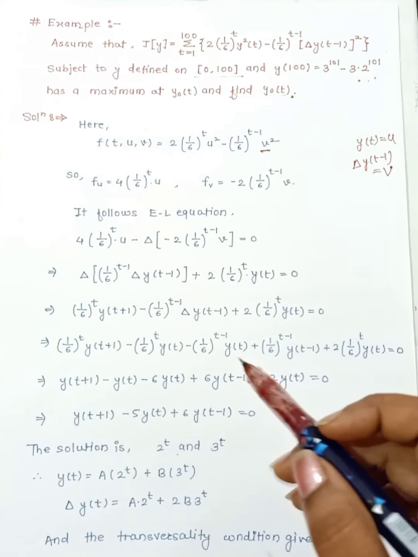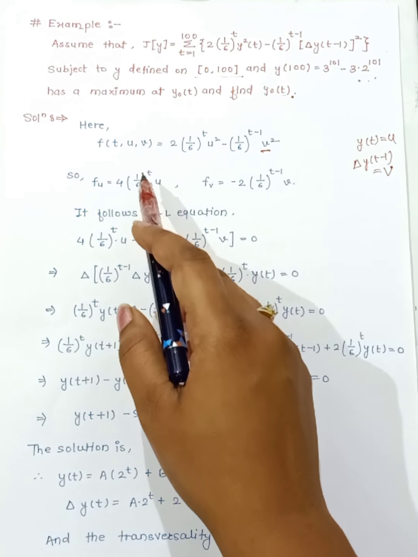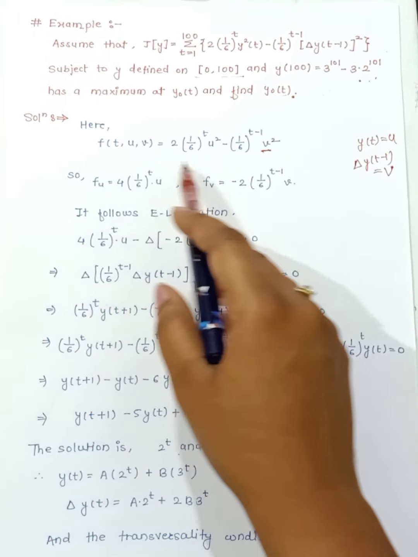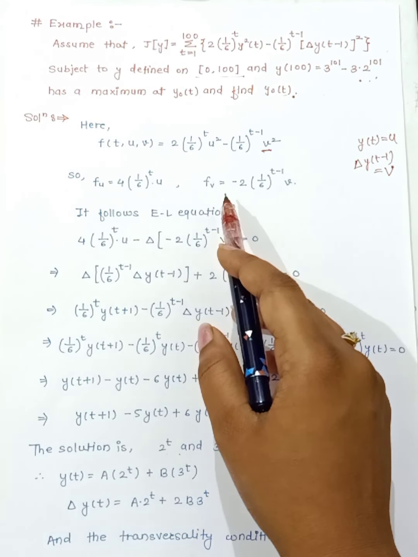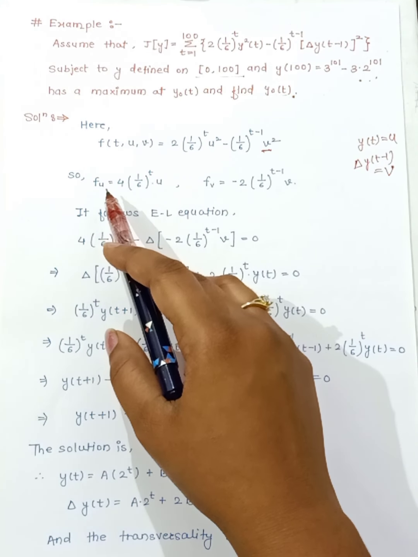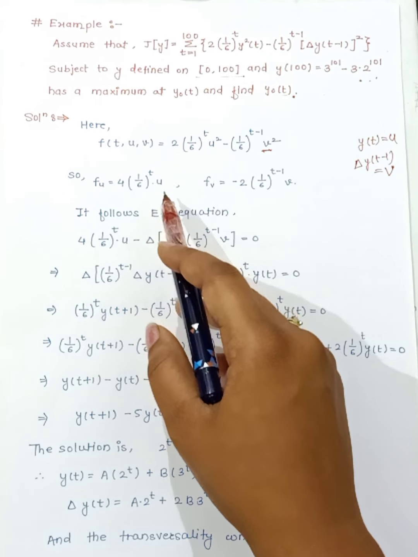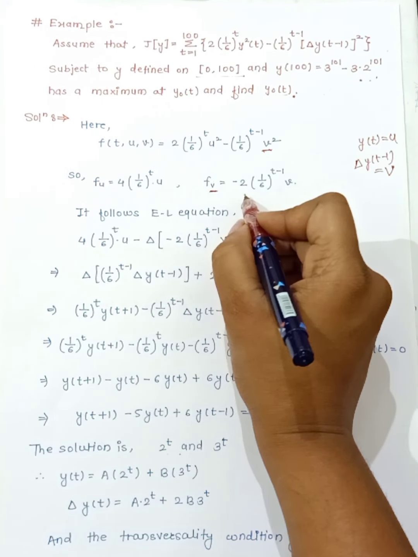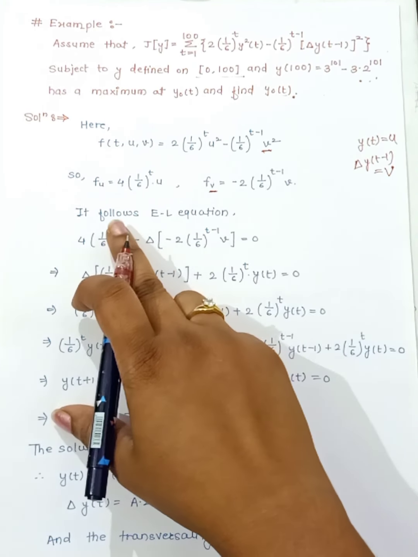So next is f_u equals 4 into (1/6)^t into u. We have differentiated this with respect to u and then v. If we differentiate by u, we get 4 into (1/6)^t into u, and for v, we get minus 2 into (1/6)^(t-1) into v.